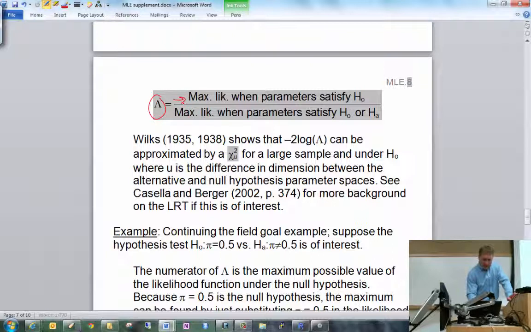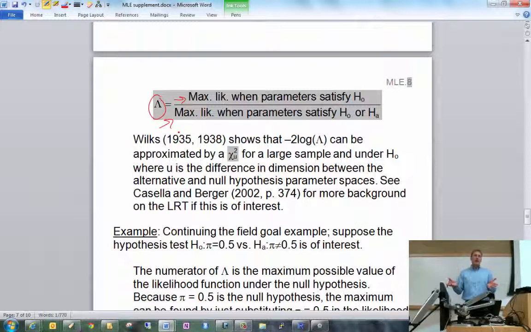In the numerator here, we're going to have the maximum possible value of your likelihood function that you could have as long as H0 is true. So, of course, H0 usually has some kind of restriction on your parameters. And so, given that restriction, find the maximum possible value of your likelihood function. Put that in the numerator. And then the denominator, we're going to look at the maximum possible value of the likelihood function when either H0 or HA is true. So, either or. So you can see that this is going to be a little bit less restrictive.